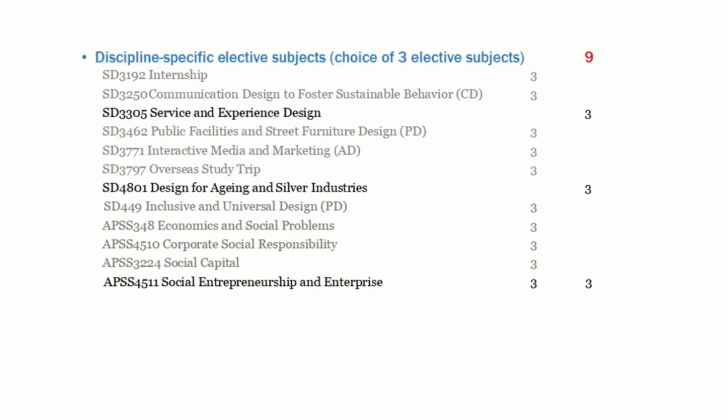Okay, so as I said, you also have a lot of elective subjects to choose from. But for our program, because you only have 60 credits to do in 2 years, we don't have many that you could choose. We have only 3 elective subjects requirements. Among all the SD subjects and also some APSS, applied social science subjects, you could choose only 3.